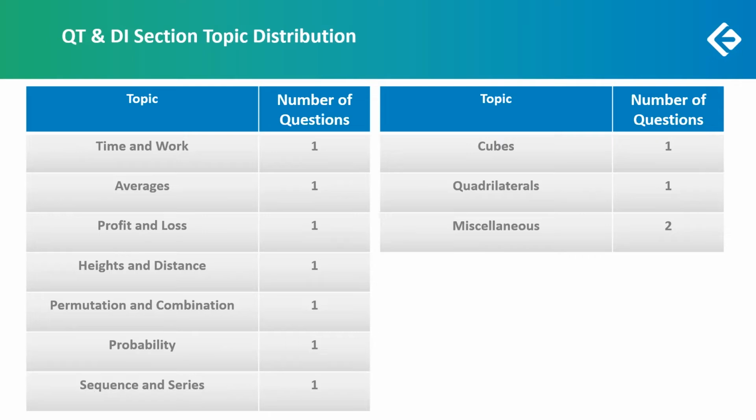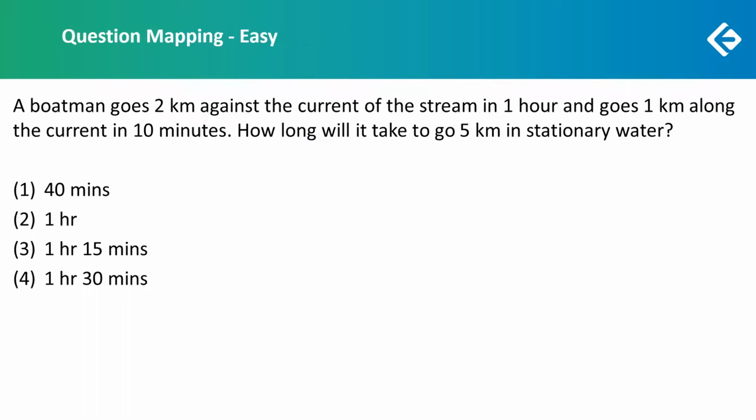So as we can see, this was a pretty well-rounded section. You had questions from a wide variety of chapters. Now let us look at the question mapping in terms of difficulty level. We will begin with the easy questions.